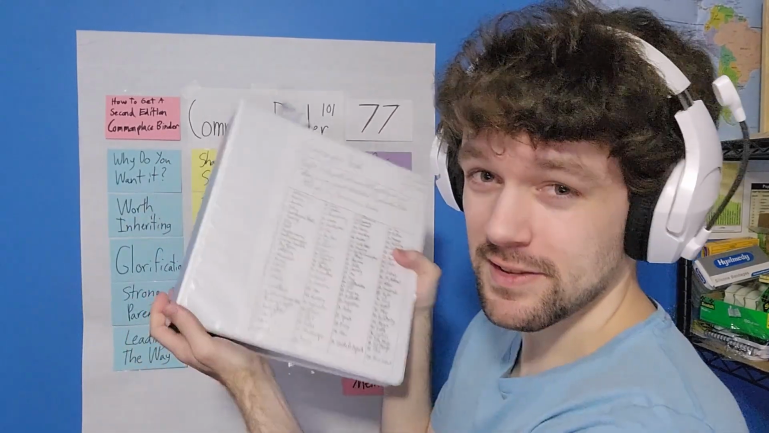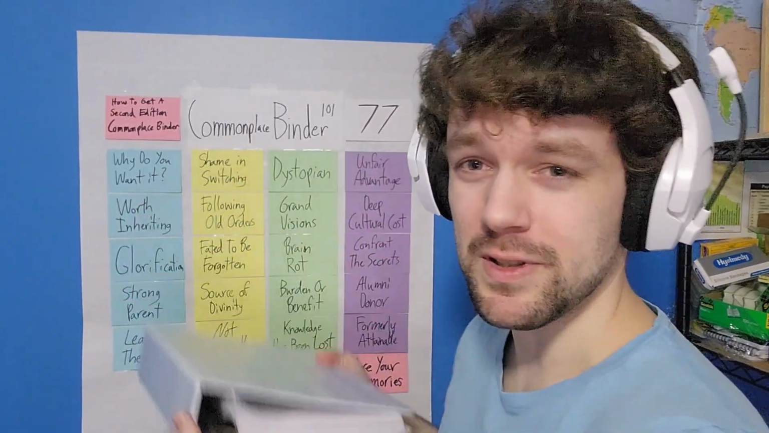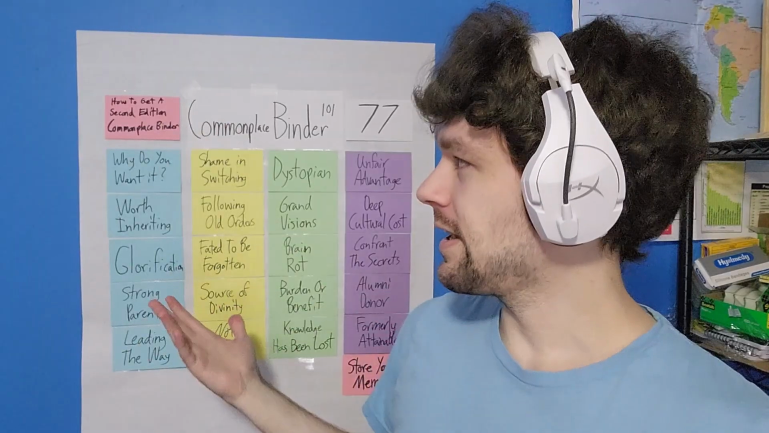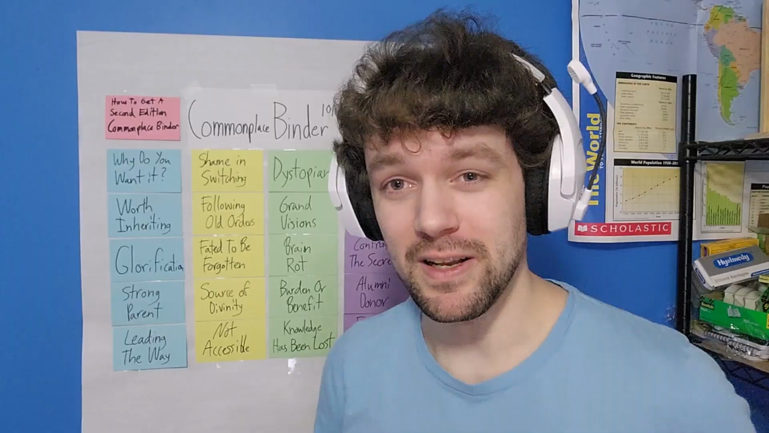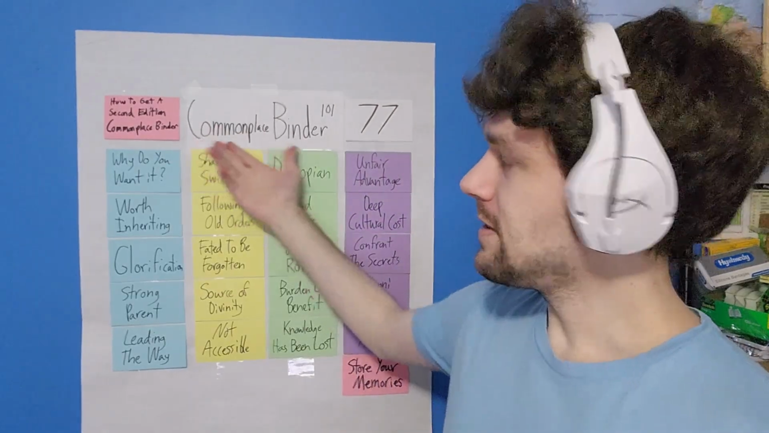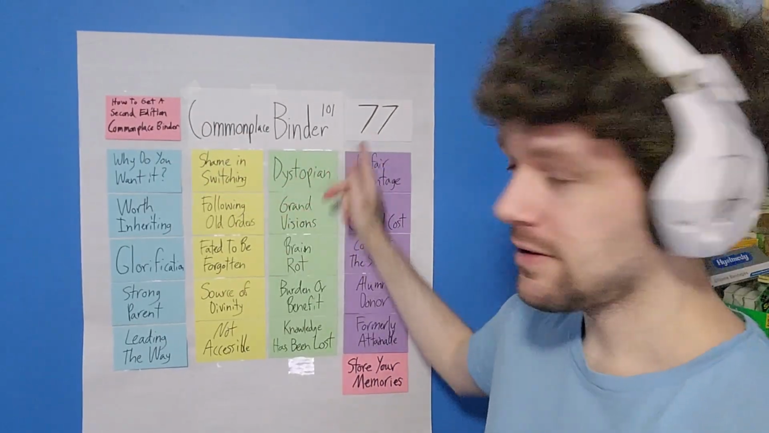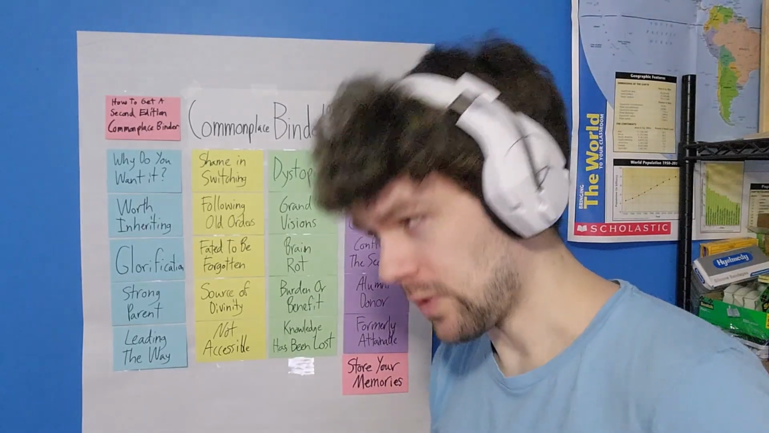Why do you want it? This is a Commonplace book, Commonplace binder. I'm going to put this down. So, How to Get a Second Edition Commonplace binder. That is, I believe, the longest title I've ever had for a video on this channel. This is the Commonplace Binder 101 playlist, video number 77 of 100.